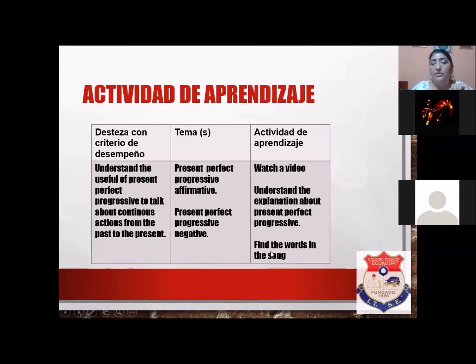Understand the explanation and find any words. Watch the video is the video that you watched before today. And the last is find the words in a video. At the end of the class, we are going to watch a video and listen to a song, and you have to find some words, okay?